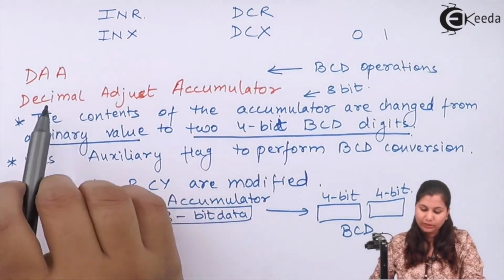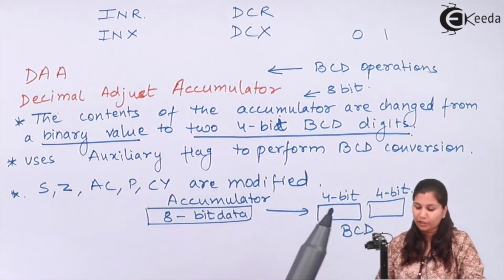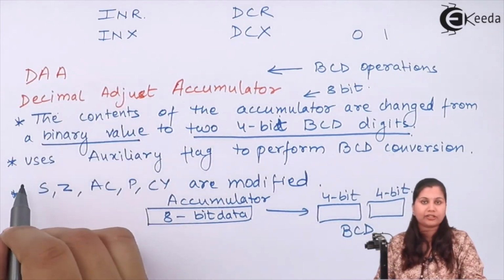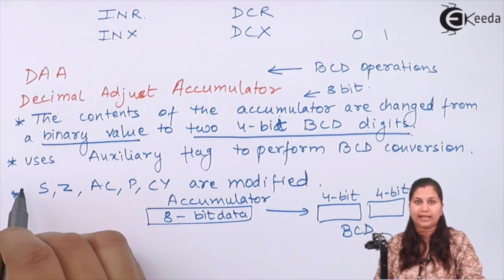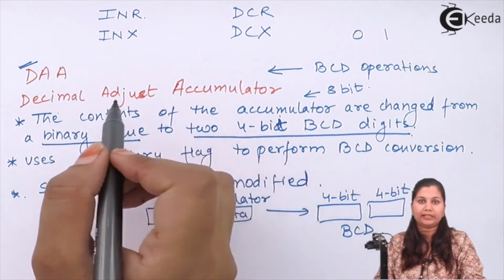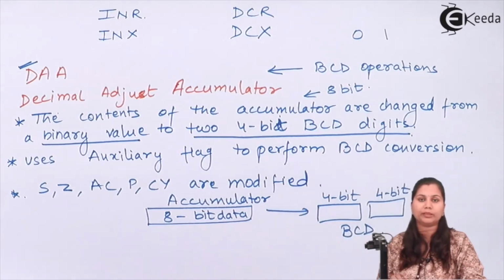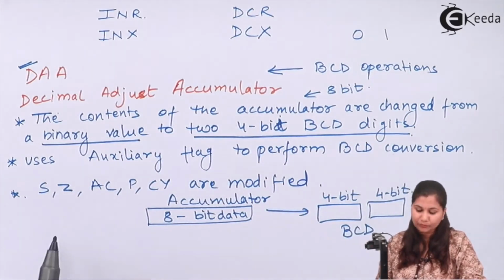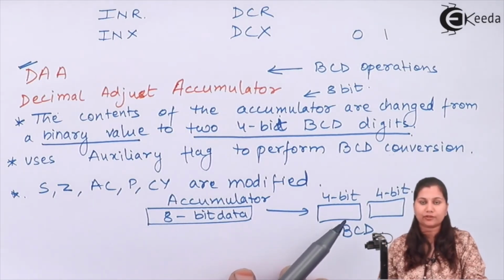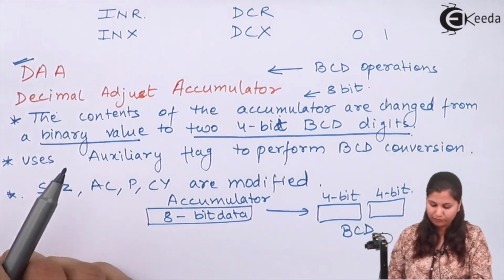Now this is the only instruction which uses the auxiliary carry flag to perform this BCD conversion. So it can be asked which instruction uses the auxiliary carry flag. This is the answer: the decimal adjust accumulator instruction uses the auxiliary carry flag to perform the BCD conversion. All the other flags are also modified to reflect the result of the addition. Now let's see how this BCD conversion is performed.